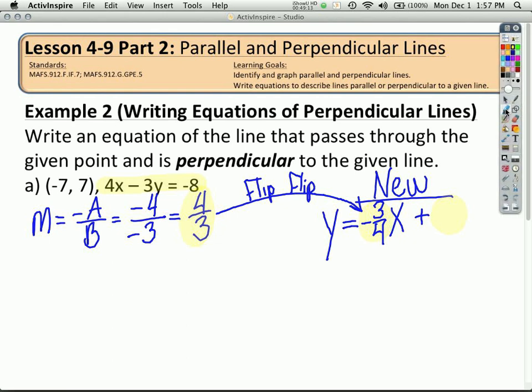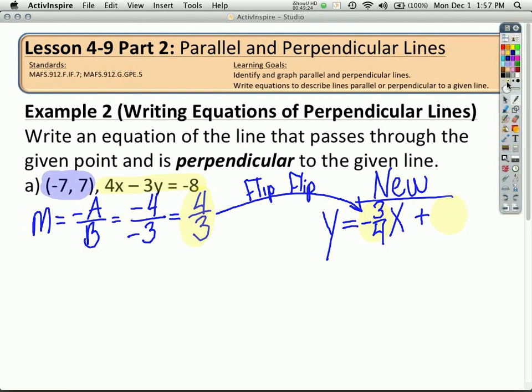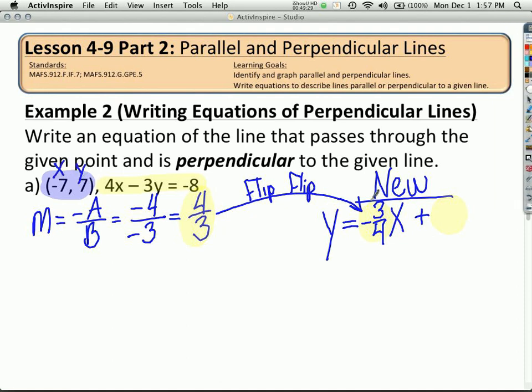But now we have to find the b. And that's where this piece of information comes into play. That helps us find the last piece of information. This is x, this is y, here's an x, here's a y, plug them in. Y is 7, I'm getting that from over there, equals negative 3/4 times negative 7 plus b.